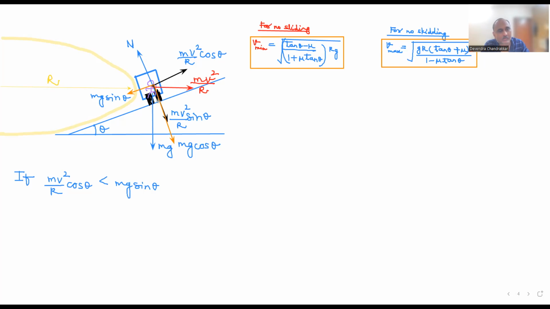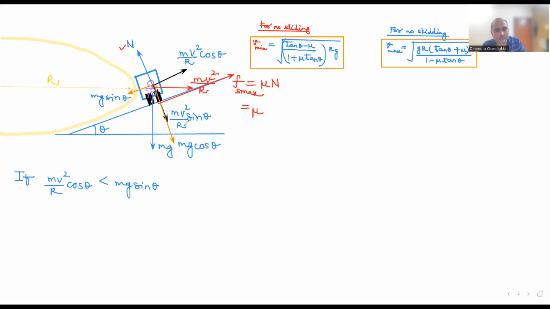What will happen? Since this object has a tendency to move downwards, there will be friction acting upwards. Yes or no? And what is the limiting case of this friction? Fs max. And what is the value of it? It's mu times N. What is N here?